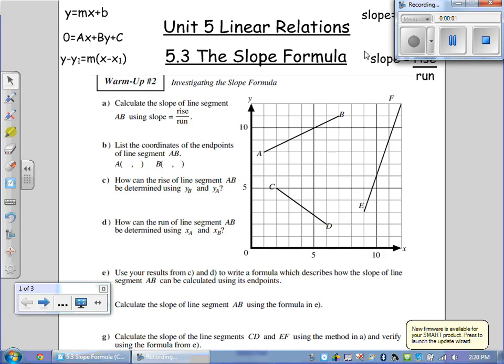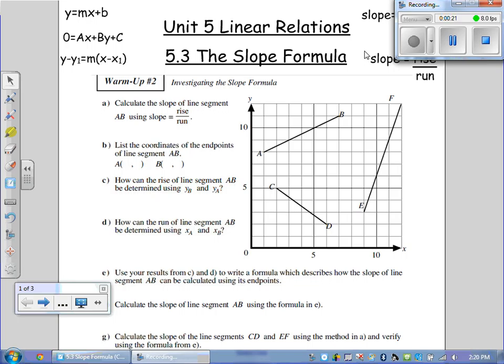So yesterday we worked on slope basically the easiest way we can, and that's just counting and putting in the numbers and doing some simple division. So what is slope equal to? Rise over run. So if we're given a graph like this beautiful thing right here, we have a line AB. All you do is you count out how tall it is and you count out how wide it is.